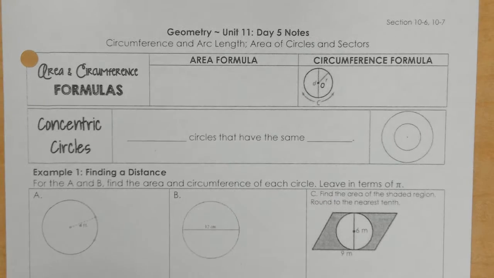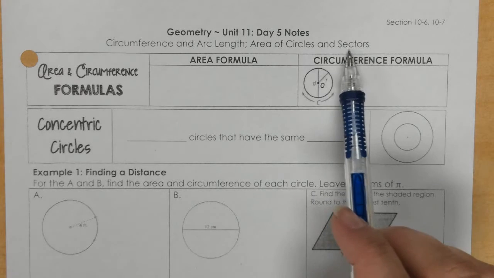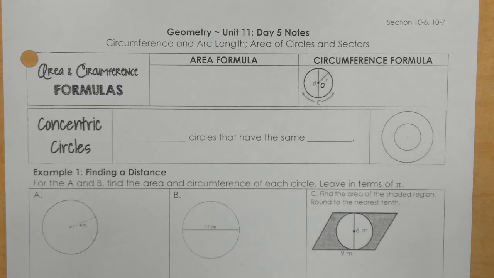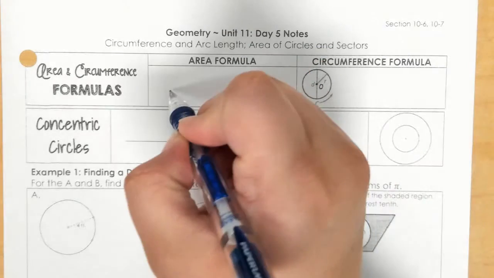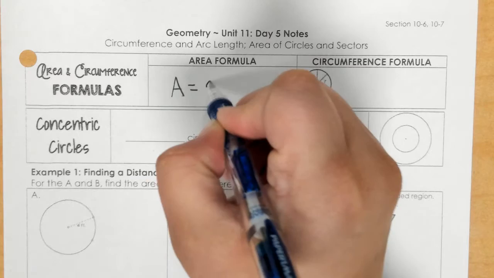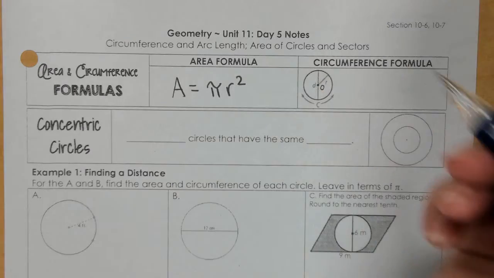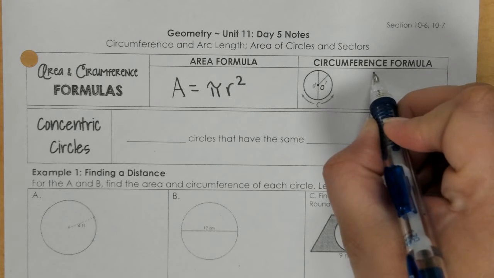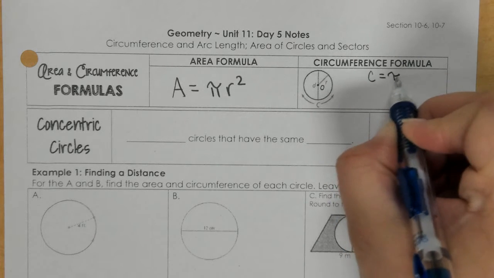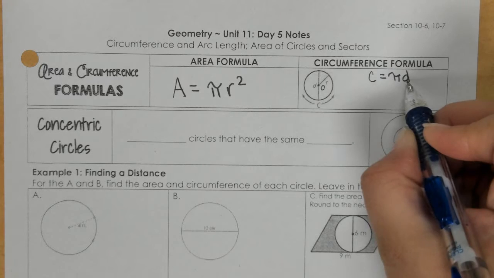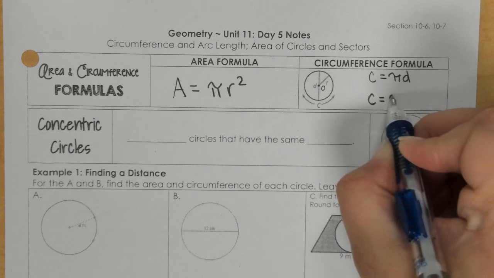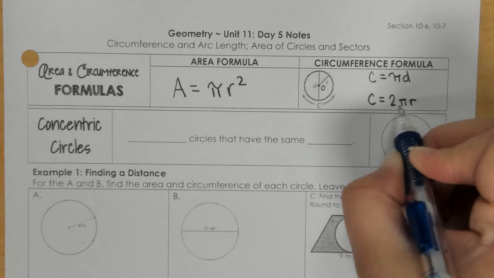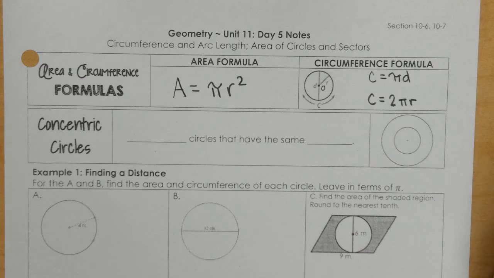Unit 11, Day 5 notes is circumference and arc length, area, and circles and sectors. So there's a lot about circles in this entire section. So first, the area for a circle is area equals pi r squared. The second thing, for circumference, there's two formulas. You can either use circumference equals pi d, for diameter, or you can use 2 pi r, because 2 times the radius equals the diameter.